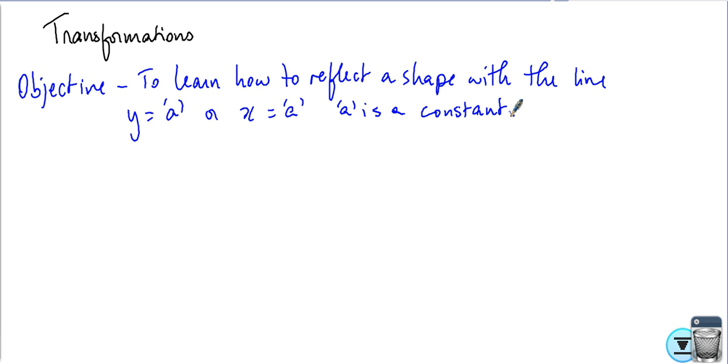Let me remind you, in the previous lessons we found out how to reflect a shape with the x-axis and y-axis, and we had a rule for that. We reflected the shape with the line y equals x and y equals minus x, and we had a rule for that. Now it's time to do this type of reflection. Just to inform you immediately, there's no rule for this because a is any number, it can change from one problem to another. So this time we're going to use symmetry. We're going to count squares to be able to do this reflection. So I'm going to start immediately by giving an example.